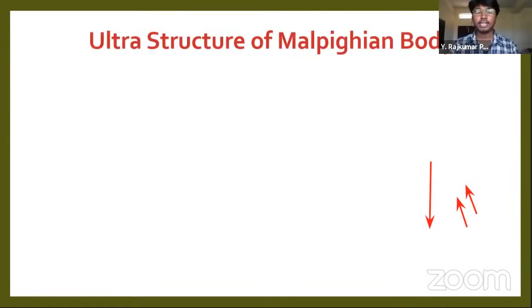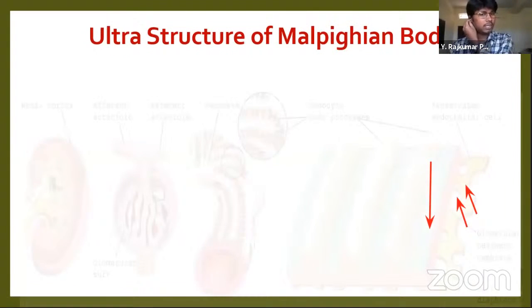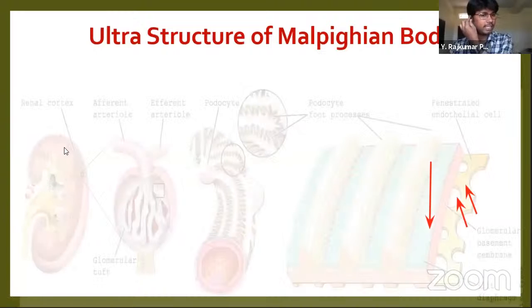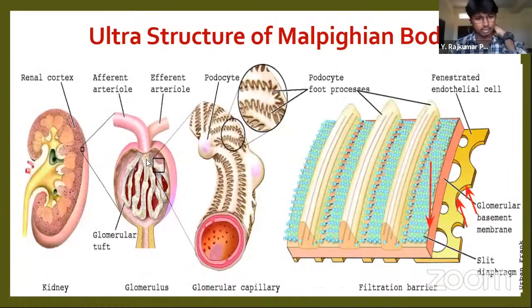Let's see further, the ultrastructure of the Malpighian body. You can see here, this is the kidney, and if you take the glomerular Malpighian corpuscle, it looks like this. And here you can see the glomerular structure. If you observe the network of the capillary structure, you find this kind of structure where you can find the podocytes. You can see here, these are the podocytes.